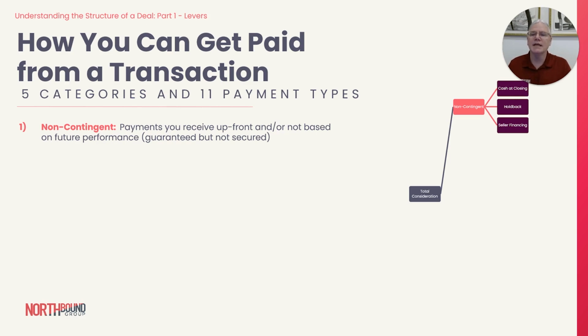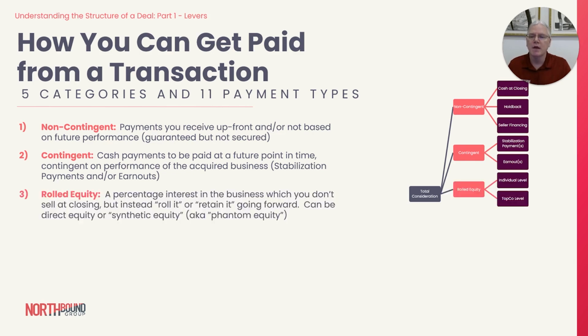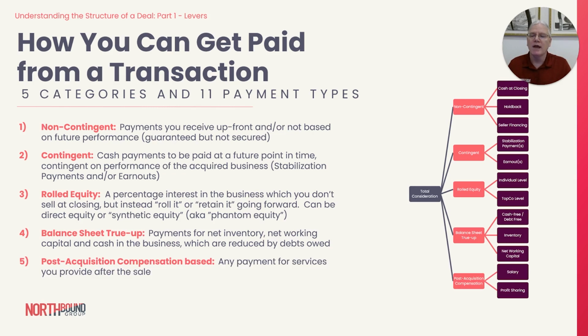The first one is the non-contingent payments that you receive that are guaranteed, meaning they're not based on any performance, but they are oftentimes not secured like a bank loan. Next up is contingent payments, stabilizations, and earnouts that are paid to you at a future point in time based on the business. Then roll to equity, which is the ability essentially to sell part of your company now and part later. Then you have what's called a balance sheet true-up, which pays you for things like your inventory and your net working capital. And then you have your post-acquisition compensation, which is any amount that you get paid after the sale.